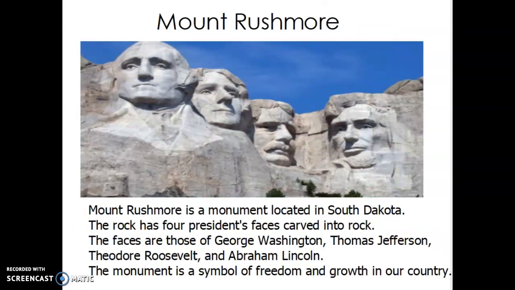Mount Rushmore. Mount Rushmore is a monument located in South Dakota. The rock has 4 presidents' faces carved into the rock. The faces are those of George Washington, Thomas Jefferson, Theodore Roosevelt, and Abraham Lincoln. The monument is a symbol of freedom and growth in our country.